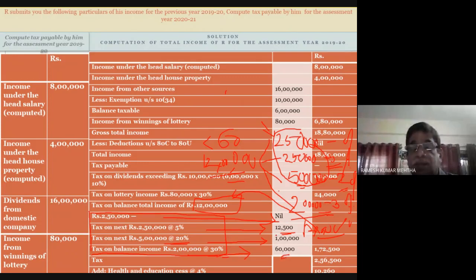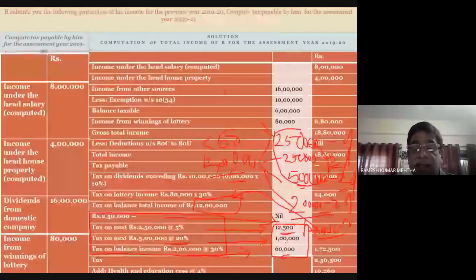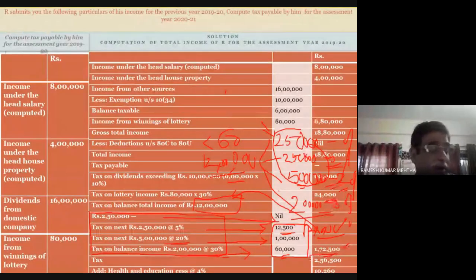So if you total this, the total amount of tax he has to pay apart from this 60,000 and 24,000 is 12,500 plus 1 lakh plus 60,000, total 1 lakh 72,500. So he has to pay tax of 60,000, 24,000 and 1 lakh 72,500. So the total tax he has to pay is 2 lakh 56,500.